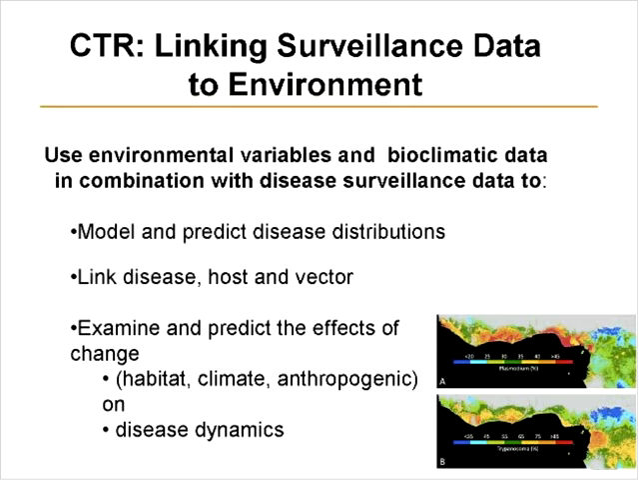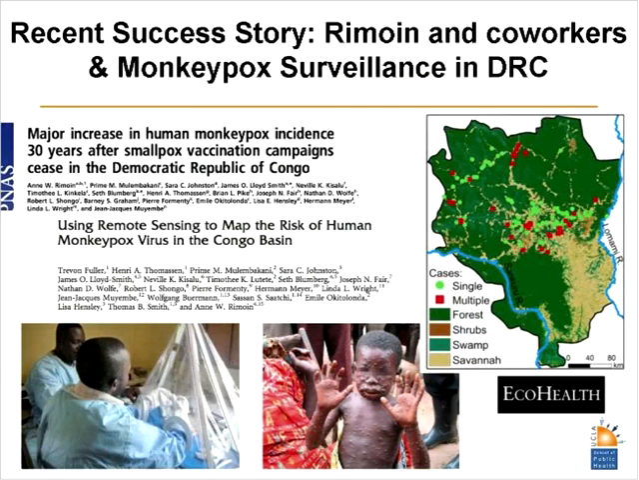Okay, so why is this groundbreaking? I just wanted to come back again to some of the work that's been going on already in the School of Public Health in Anne Rimoin's lab in collaboration with the Center for Tropical Research, where they've really been able to take surveillance data that they've been collecting in the field and link that to environmental data in a way that allows them to look at how environmental variables and climatic data give you information about disease distribution, hosts, vectors, et cetera.